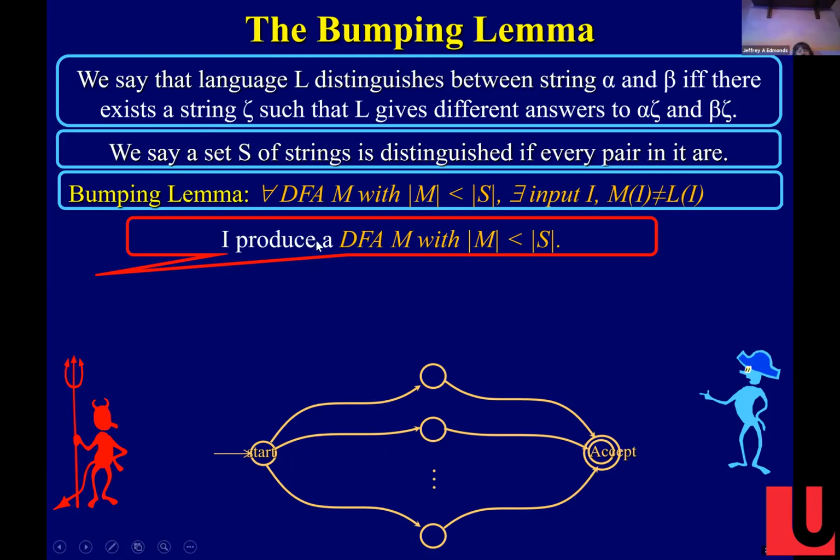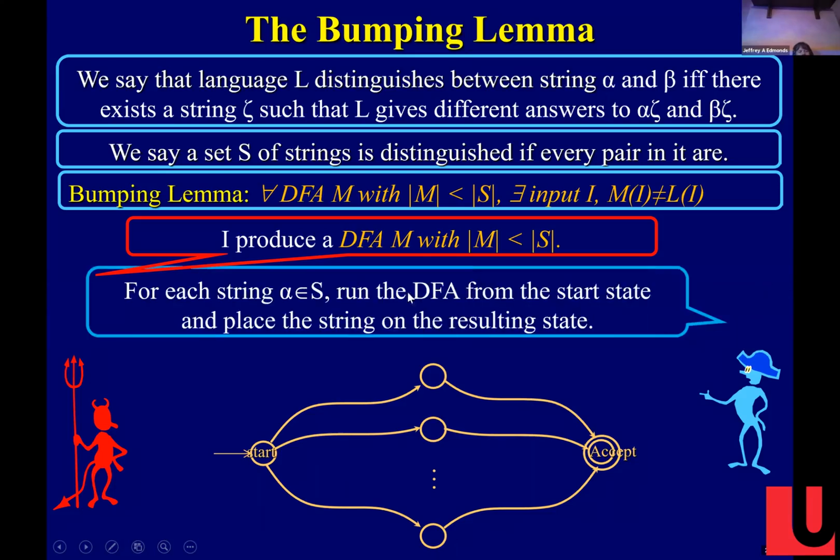The adversary gives me a deterministic finite automaton, M, that has fewer than the size of S states. So here is a machine, I just drew a picture of it. We don't really know what his machine is, but it has a bunch of states and a bunch of edges between them. And I need to come up with an input in which his machine doesn't work. So how am I going to do that?